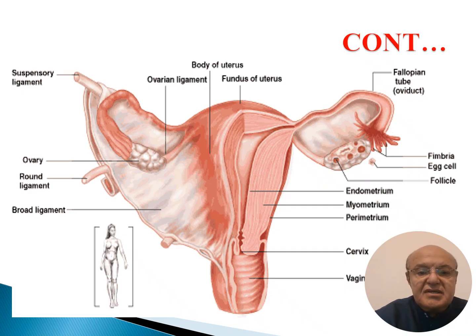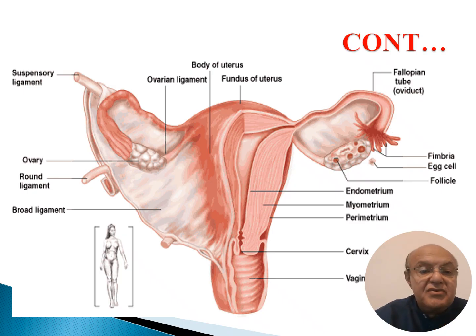The body of the uterus and the cervix have three layers: perimetrium, myometrium, and endometrium. Perimetrium is the peritoneal cover of the uterus, the myometrium is the muscle layer of the uterus, and the endometrium is the epithelial lining of the internal wall of the uterus.